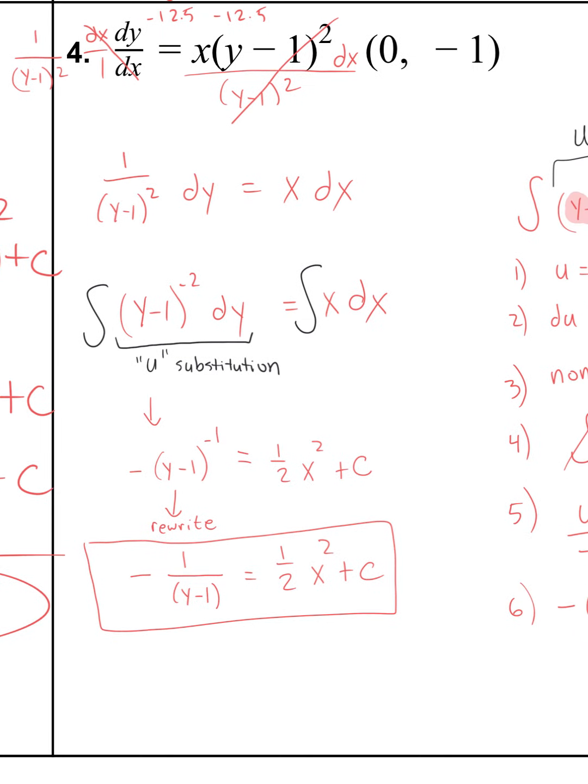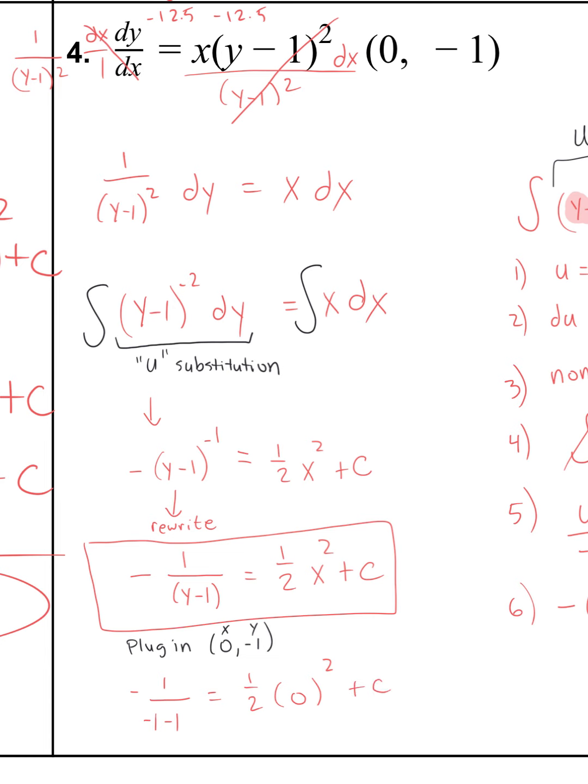All right, now we just plug in. I'm going to plug in my point. My point is 0, negative 1. This is my x 0, this is my y negative 1. So it looks like this. Negative 1 over y minus 1. y is negative 1, so negative 1 minus 1. And then it's equal to 1/2 times x squared, which of course is 0, plus c.